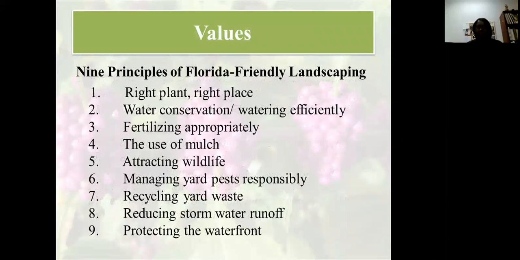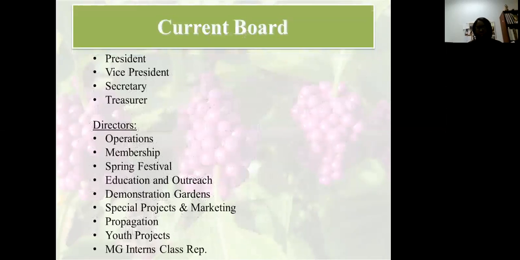These are the 9 values that our program holds daily, and they're based on what we call the Florida Friendly Landscaping Principles. So right plant, right place, water conservation, fertilizing appropriately, use of mulch, attracting wildlife, managing yard pests responsibly, recycling yard waste, reducing stormwater runoff, and protecting the waterfront. So whatever educational programs we deliver in the community, we incorporate one or all of those in whatever we're teaching.